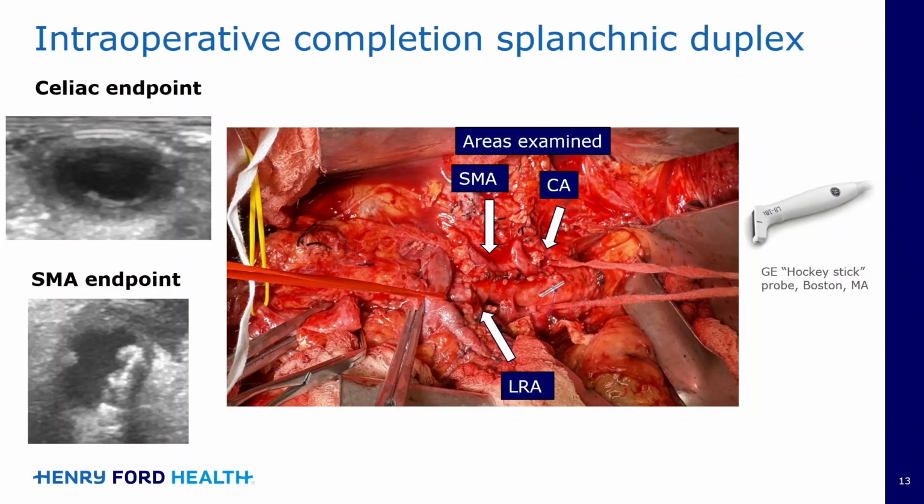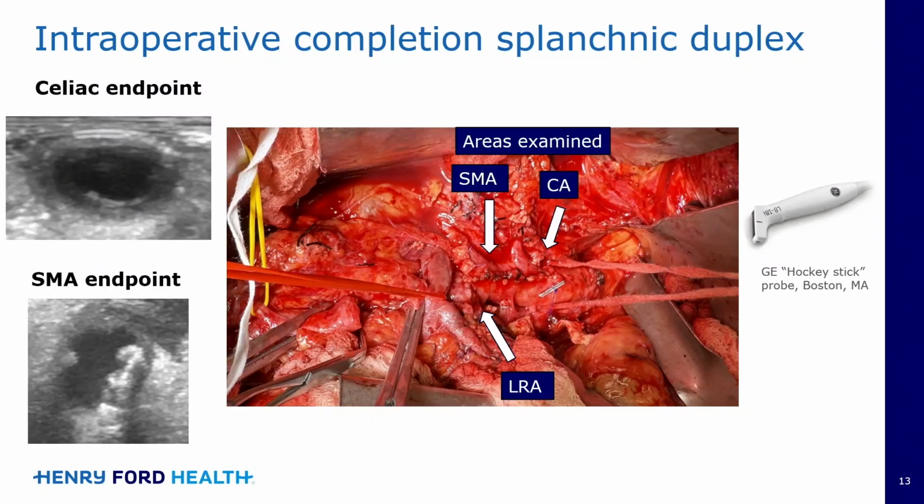Once flow is restored, we perform an intraoperative completion duplex using a hockey stick probe to ensure you have adequate endpoints. In this picture, the endpoints were adequate. However, just distal to the SMA endpoint, there was a significant amount of disease, which required additional separate SMA endarterectomy.